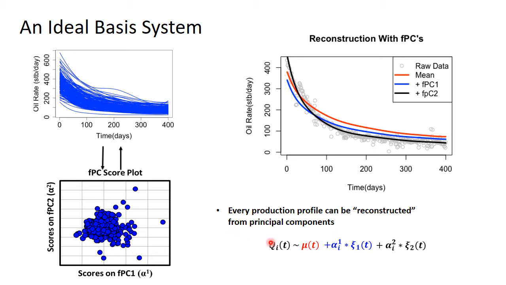So this is interesting now, because this suggests that in order for me to estimate something new, an unseen production decline, the only thing I need to estimate are these two scalars. And so that reduces the problem of estimating a function to estimating two scalars. And for that, we can use simple regression methods.